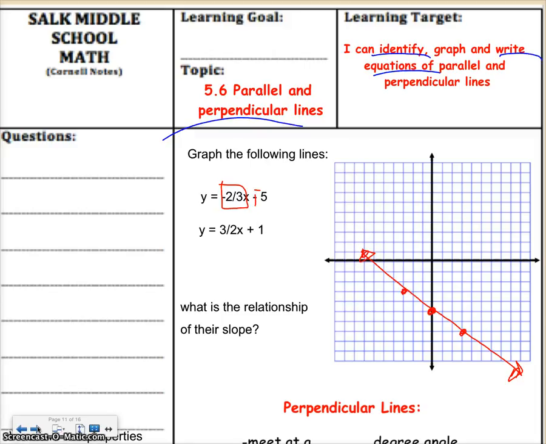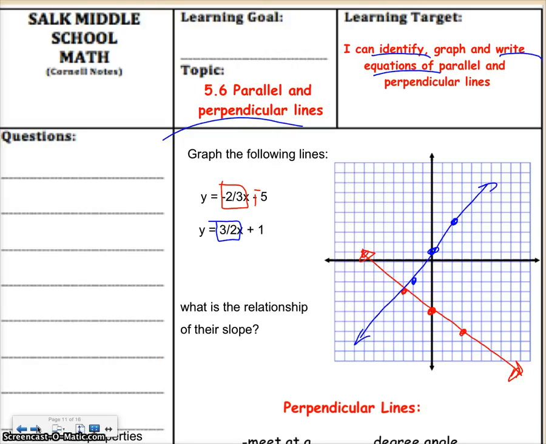Now I'm going to graph the other one. I have a y-intercept at 1 and a slope of 3/2. That means up 3, 1, 2, 3, over 2, 1 and 2. Now I'm going to go the other way. I'm going to be lazy and only do 3 points. Down 3, the other way 2. And I'm going to connect this.